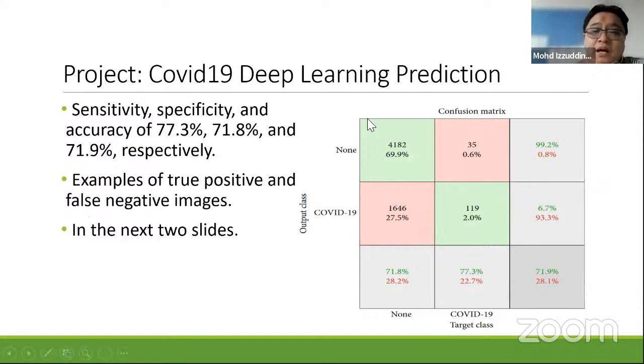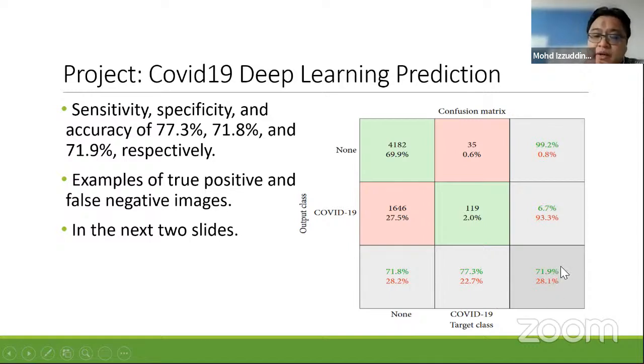Okay, so looking at the confusion matrix, the output class is the ground truth that we have gotten from the data set, and this is the target class, meaning that this is what our neural network did predict, right? Basically, the sensitivity is 77.3%. These are the true positives, on the green square at the bottom right. This is when it is COVID, and our system also said that it is COVID. And the accuracy is the combination of the true positives and also the true negatives, and it accumulates up to 71.9%.